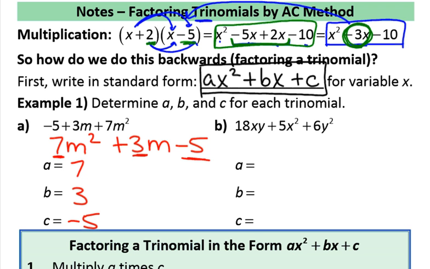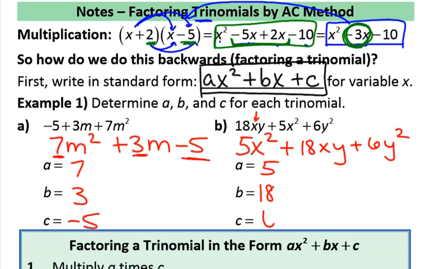Now for part B, it's a little more tricky just because we have 2 variables now, but it works in the same way. We want x squared first, then the x, then no x. So 5x squared would come first, then a single x would be with the 18xy, and then no x would be the 6y squared. So a would be 5, then b is 18, and then c is 6. That's very easy, but you have to know that skill in order to know how to factor a trinomial.